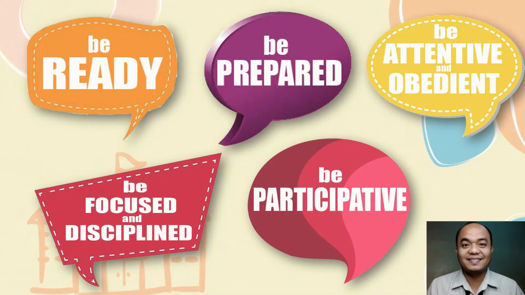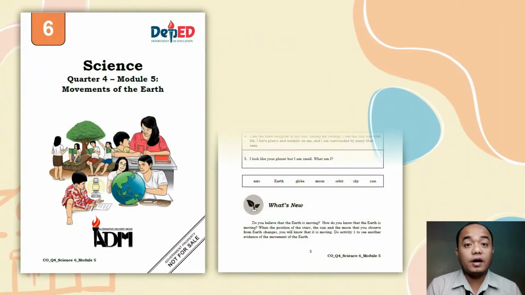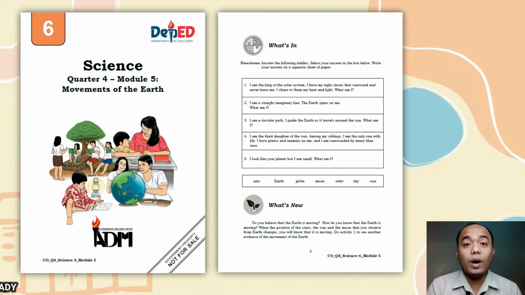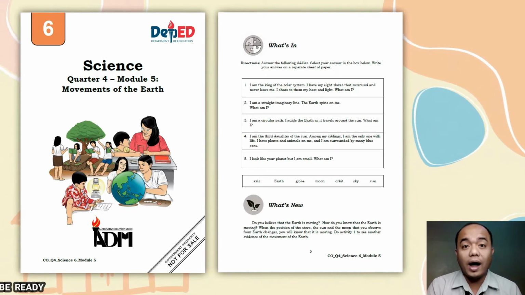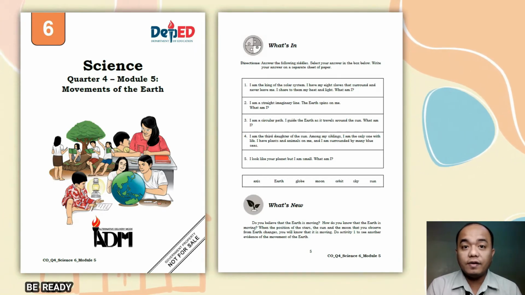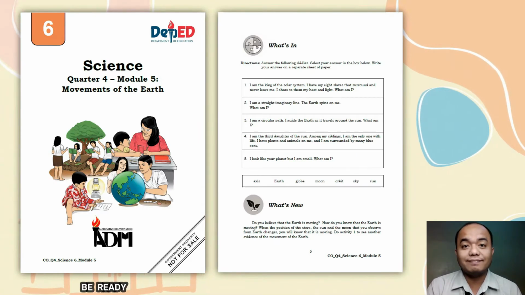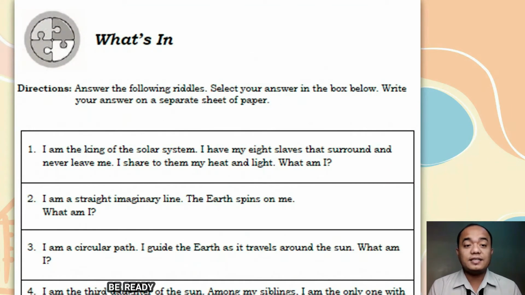Before we start our lesson, let us answer first the what's in part of lesson 1 of your module 5, quarter 4, entitled Movements of the Earth. Directions: answer the following riddles. Select your answer in the box. Are you familiar with riddles, class?